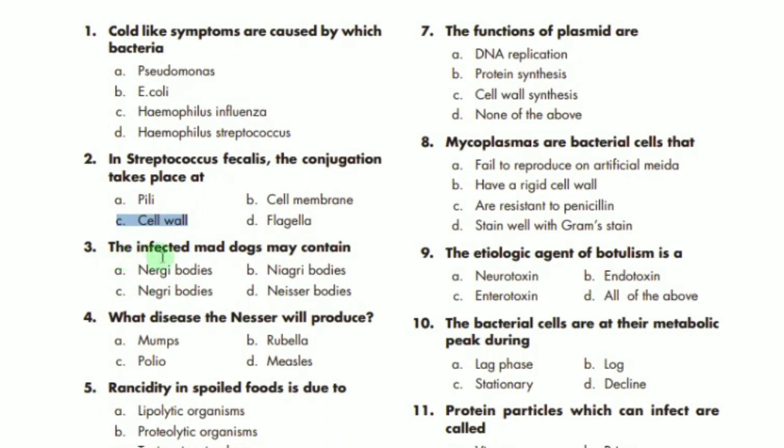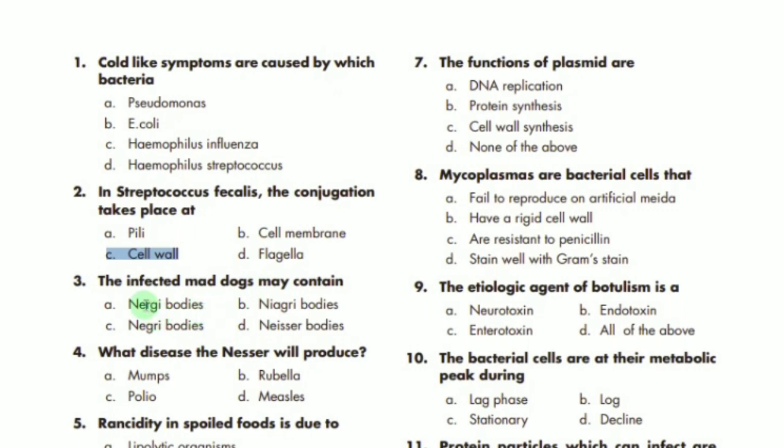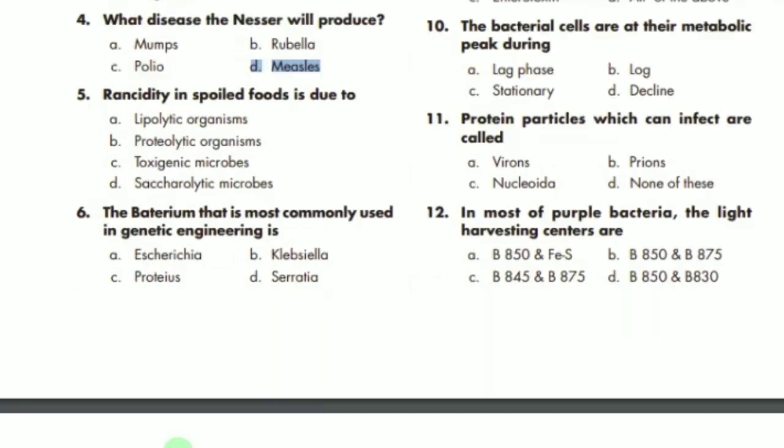MCQ number 3 says the infected mad dog may contain. Mad dog means a rabid dog, one that can cause rabies disease. So this infected dog mostly contains Negri bodies. Option C is the correct option. MCQ number 4 says: what disease will the virus produce? It will produce measles. So option D is the correct option.